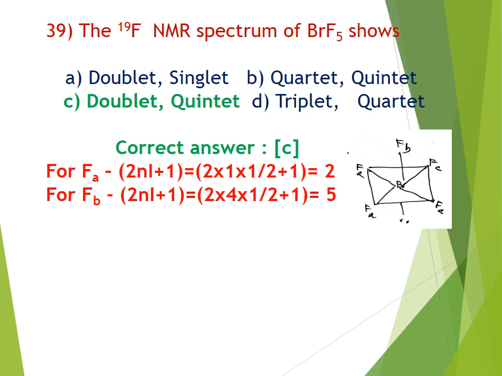For Fb the neighboring nuclei are 4. Therefore 2 into 4 into half plus 1, that will be equal to 5. So for Fa you will get a doublet and for Fb you will get a quintet. That is the correct answer. Option C is the correct answer.